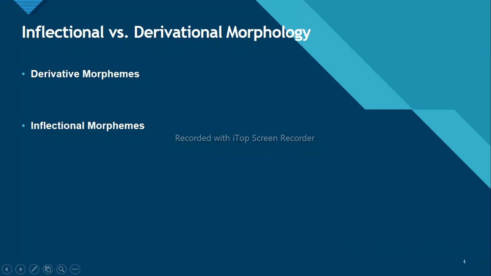Derivational versus inflectional morphemes. Another important distinction in morphology is between derivational and inflectional morphemes. Derivational morphemes change the meaning or part of speech of a word. For example, adding un to happy changes its meaning to unhappy. Inflectional morphemes modify a word to express different grammatical categories such as tense, mood, voice, aspect, person, number, gender, and case. For instance, adding s to cat to make cats indicates plurality.